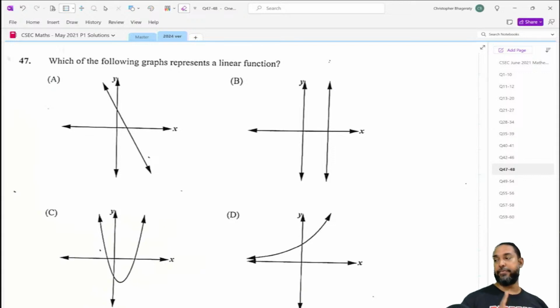A linear function. So that word linear, what are the first four letters there? Line. If you were to plot a linear function, correct, you get a straight line. So there were only two straight lines here, not so? A and B. And we know it's not B. So the option has to be A.